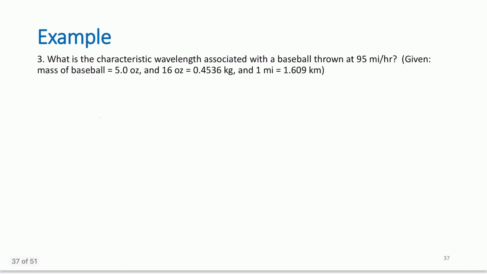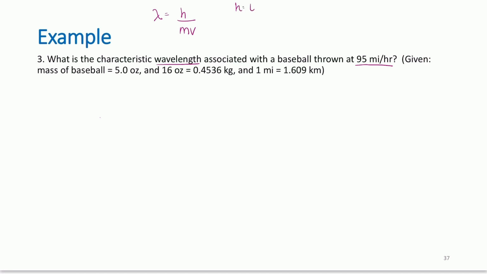So, what is the characteristic wavelength associated with a baseball thrown at 95 miles per hour? We're given that the mass of a baseball is 5 ounces, 16 ounces is 0.4536 kilograms, and 1 mile is 1.609 kilometers. Well, to do this, I need the de Broglie equation. So lambda is going to equal h over mv, because I want wavelength. I've got velocity here, so I know that I'm going to be dealing with the de Broglie equation.